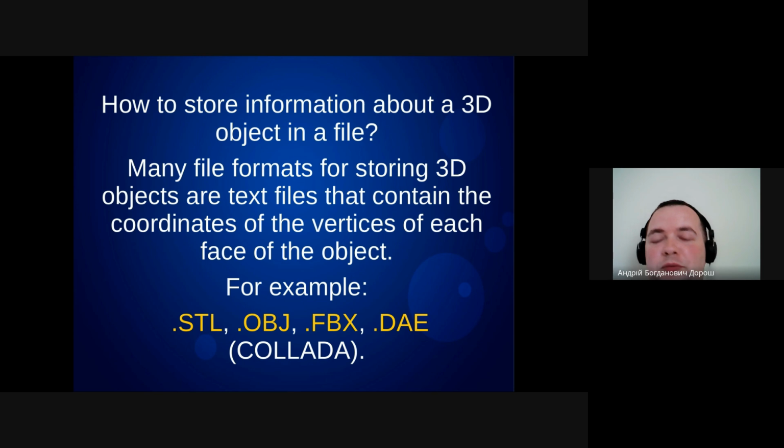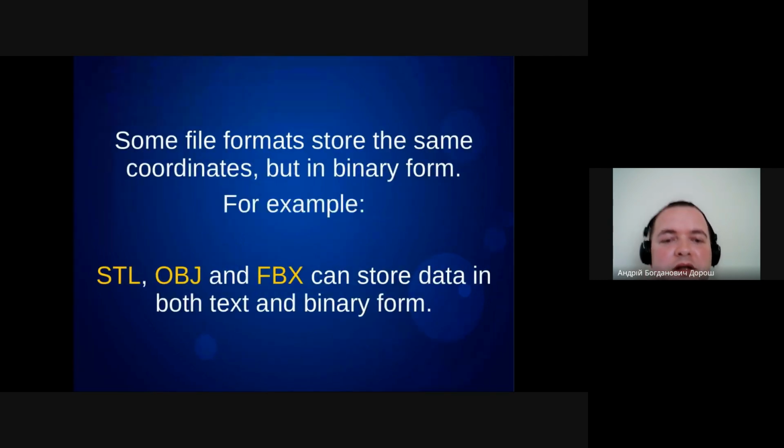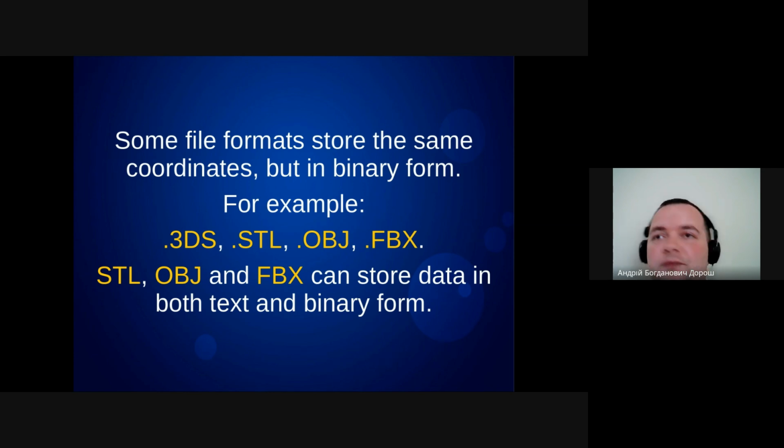For example, there are the following file formats for storing 3D meshes. The most popular are STL, OBJ, FBX, DAE, which is also known as Collada. Some file formats store the same coordinates, but in binary form, not in textual form. For example, 3ds, STL, OBJ, and FBX. As you can see, STL, OBJ, and FBX can store data in text and binary form.